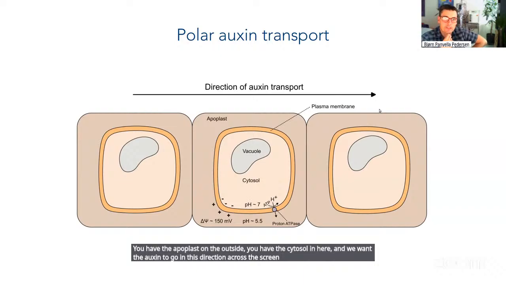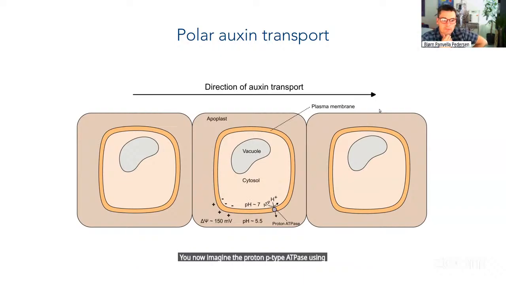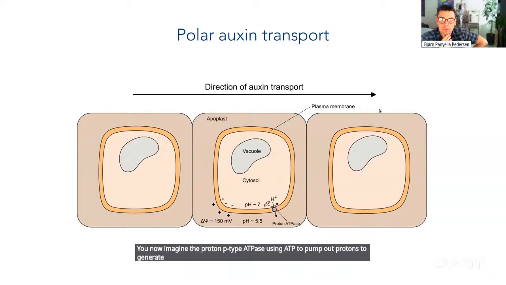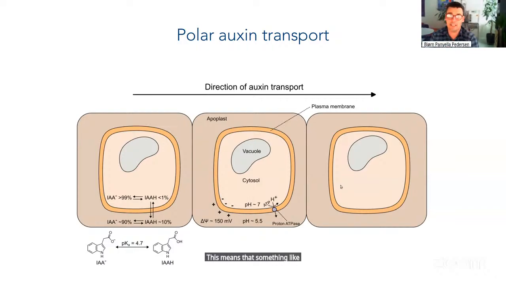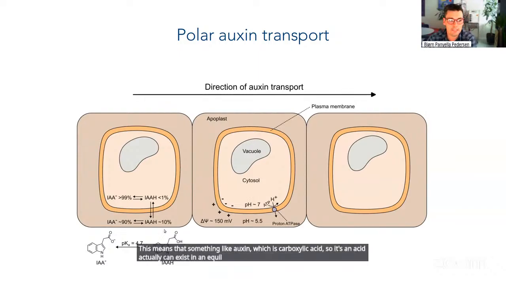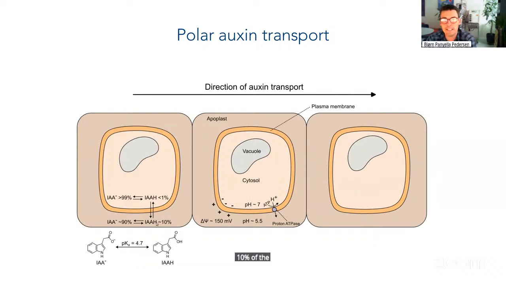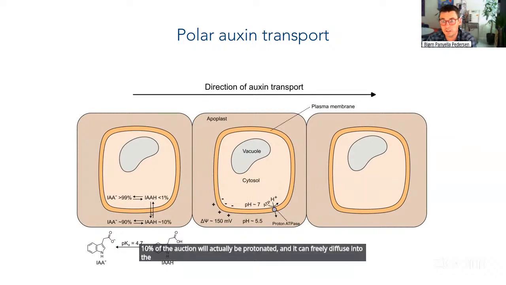You now imagine the proton P-type ATPase using ATP to pump out protons to generate the proton motive force we talked about. So basically we have acidification of the apoplast, and we have a fairly large membrane potential, positive on the outside. This means that something like auxin, which is a carboxylic acid, so it's an acid, actually can exist in an equilibrium between a protonated and a deprotonated form. And on the outside, on the apoplastic side, approximately 10% of the auxin, in this case denoted as IAA, will actually be protonated, and it can freely diffuse into the membrane, so it crosses the membrane.